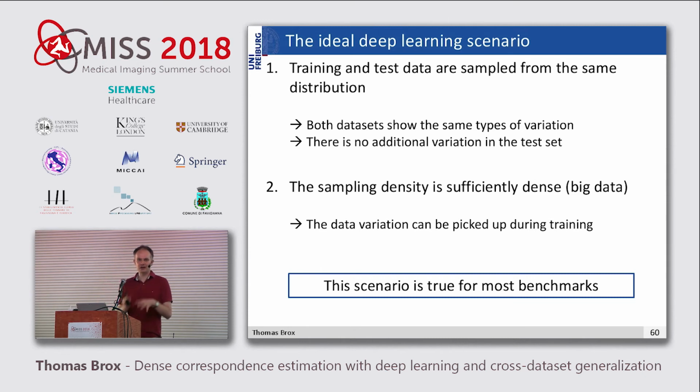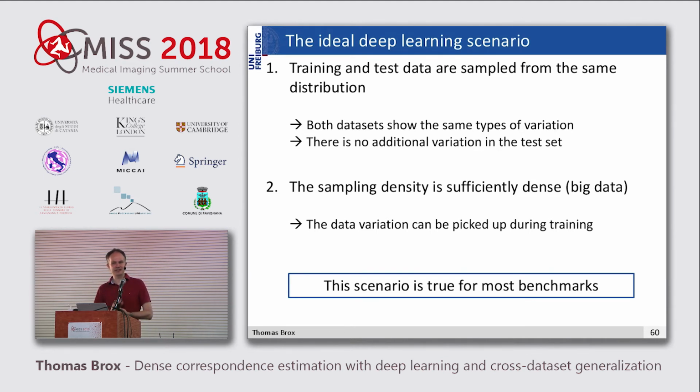This scenario is true for most benchmarks. So for most benchmarks, you have a training and a test set, and they are sampled from the same distribution, so they are sufficiently similar. So that means if you train on the training set, then if you do a good job, you also are good on the test set.